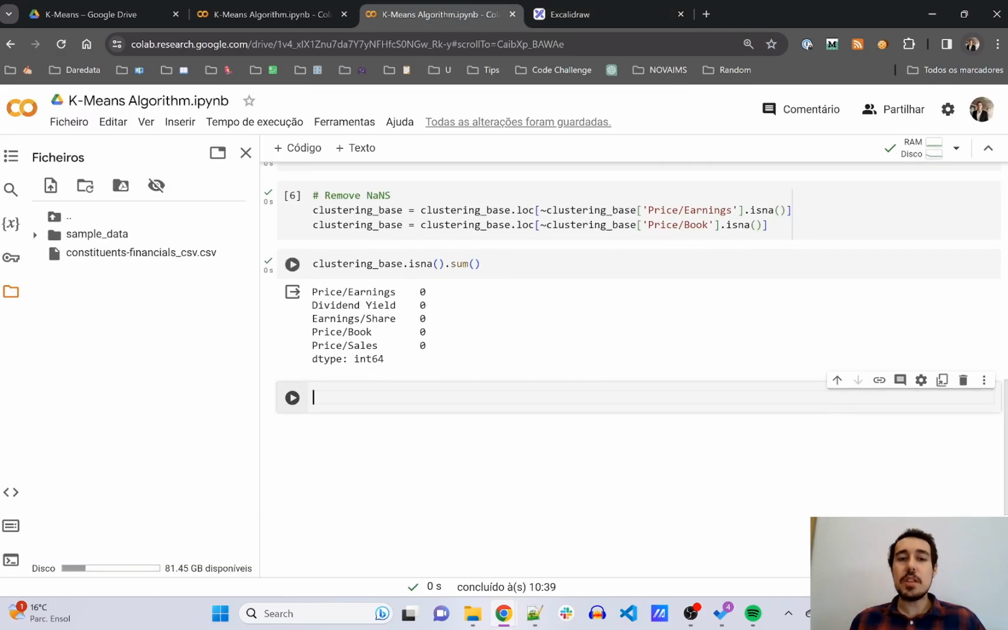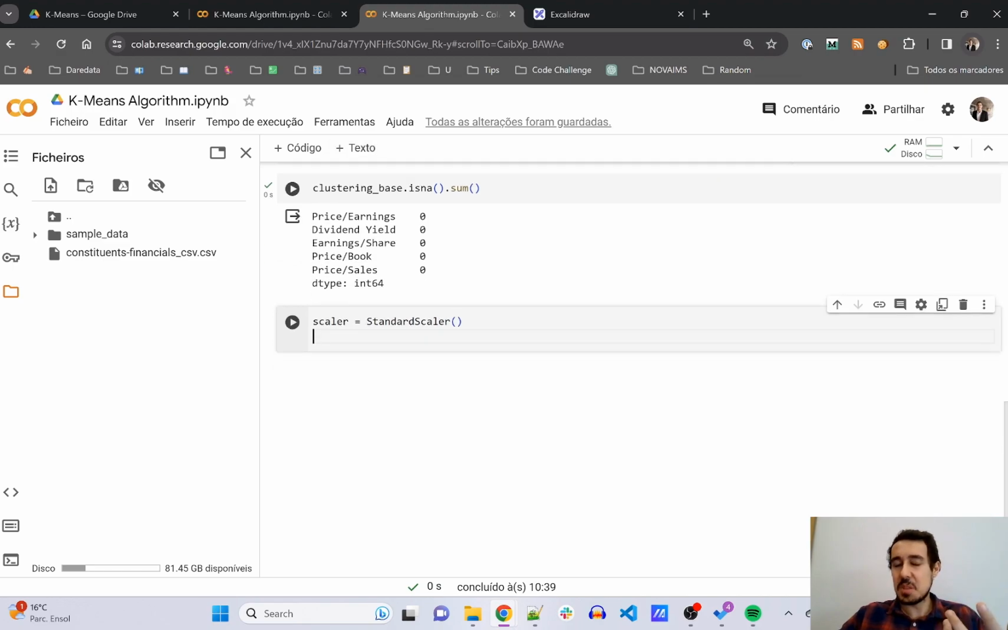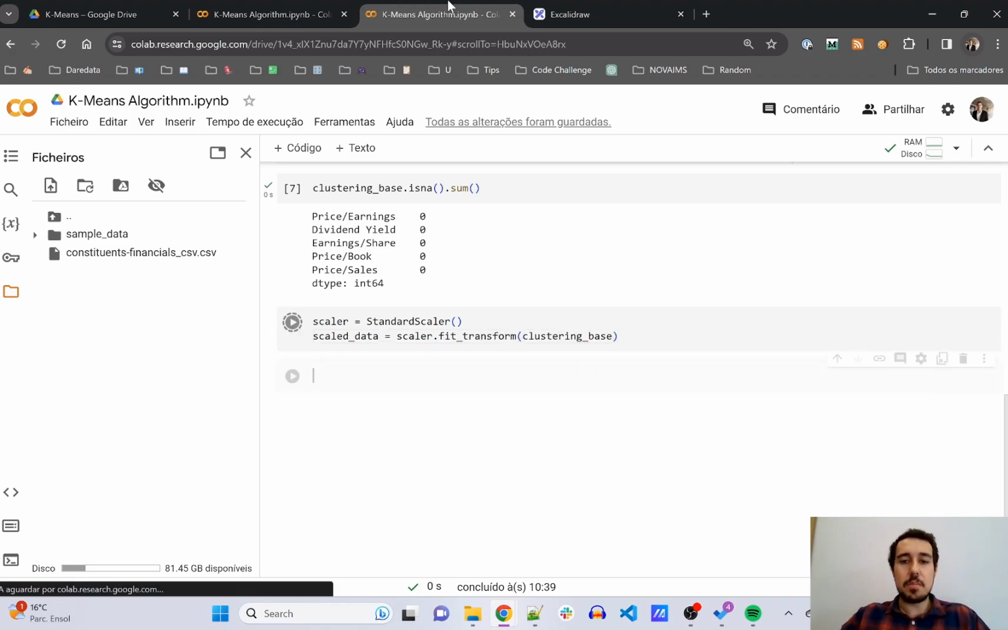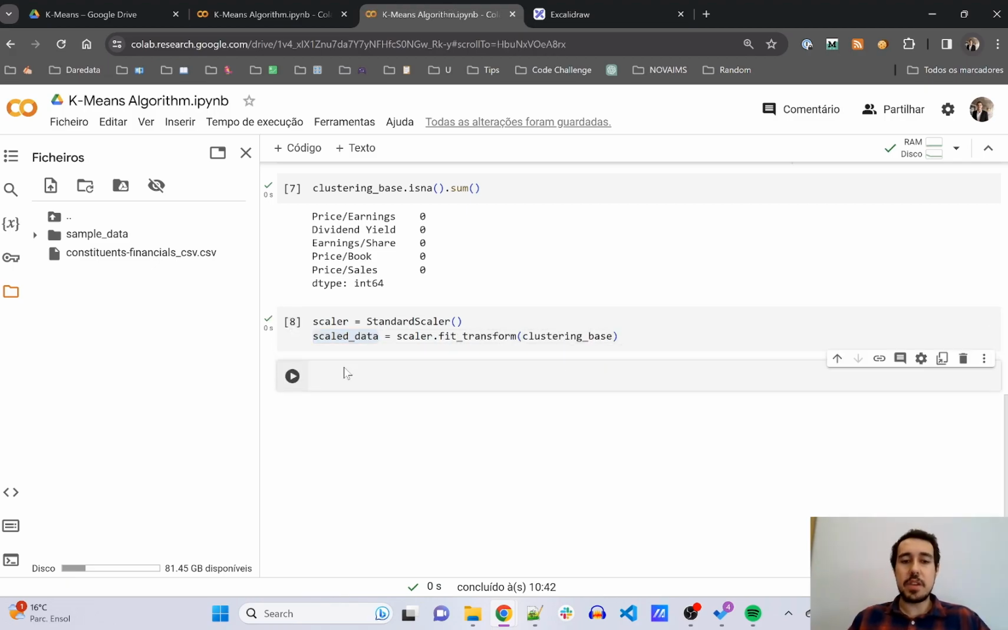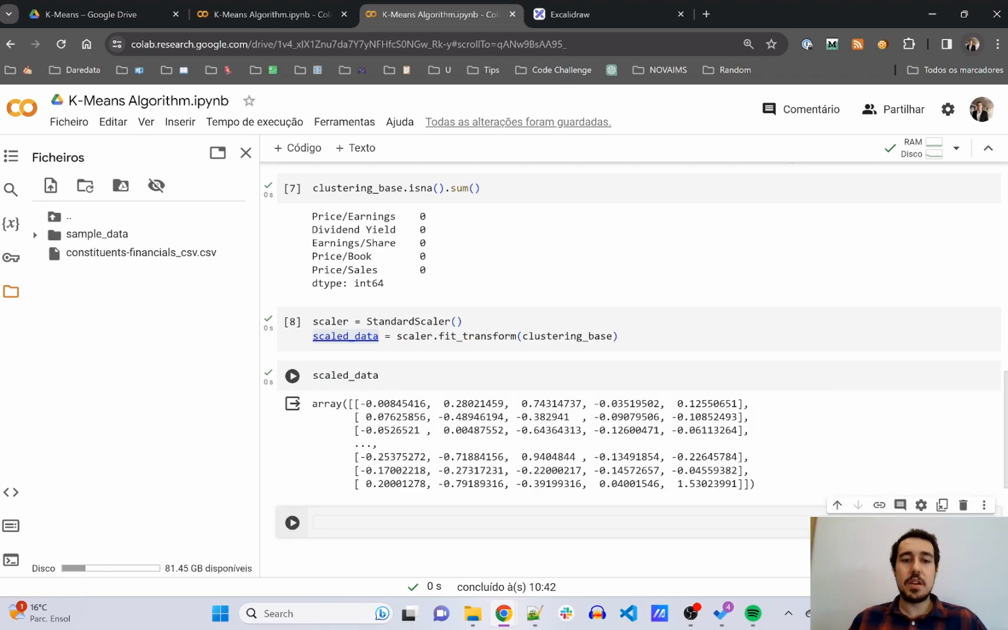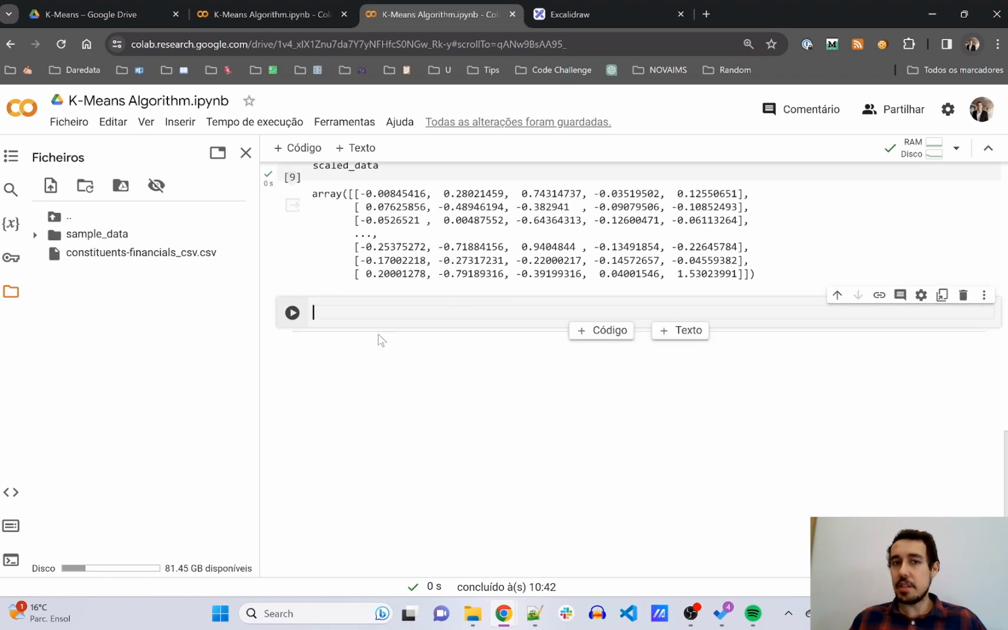So we need to standardize this data. What I'm going to do is scaler is equal to StandardScaler, and I'm going to use the standard scaler because it normally works well, and scaled data is equal to scaler.fit_transform clustering base. That's it. Now, if we go here, we will have an array of scaled data, and that's something that we would want. This represents the original features.